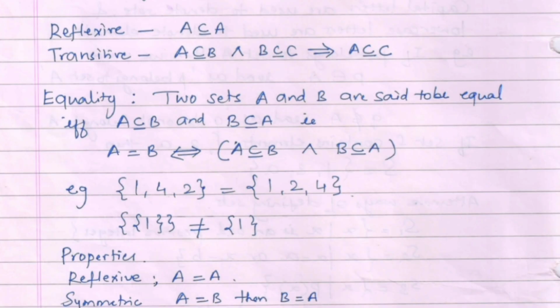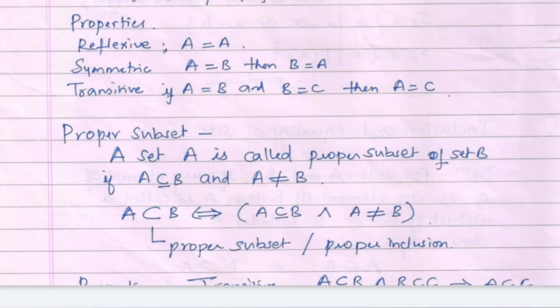Now the equality. Two sets A and B are said to be equal if A is a subset of B and B is a subset of A, meaning A = B. That time we say that A and B are equal. There are three properties: reflexive, symmetric and transitive. Reflexive means A = A, symmetric means if A = B then B = A, and transitive means if A = B and B = C, then A = C.